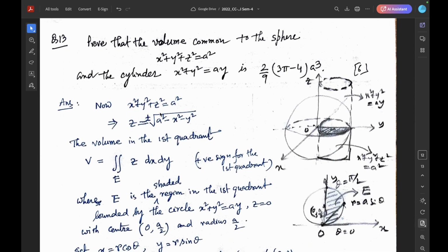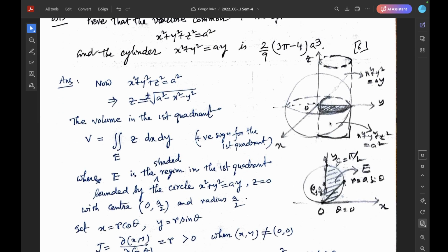From the sphere, z equals plus or minus the square root of this, plus for the upper half of the xy plane, and negative for the lower half. So we find the volume in the first quadrant only, the double integration of z dx dy, with positive sign taken for the first quadrant, where E is the shaded region in the first quadrant.